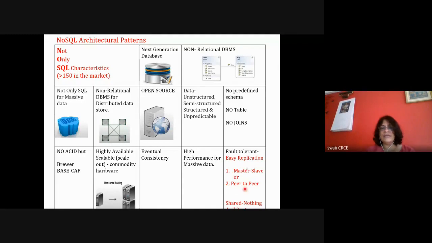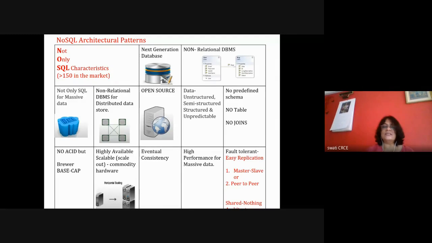For replication, either master-slave architecture or peer-to-peer is used. NoSQL databases are not sharing any RAM or any disk for data, so it is a shared-nothing architecture. That is a very good advantage, and because of that, the programming is very simple. For replication, it uses either the master-slave technique or the peer-to-peer mechanism. HBase is an example of master-slave, and Cassandra is an example of peer-to-peer replication.